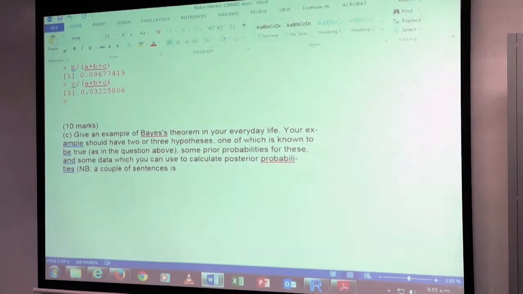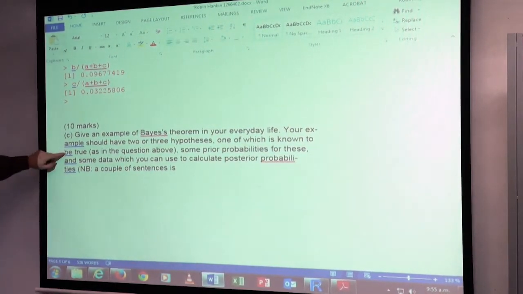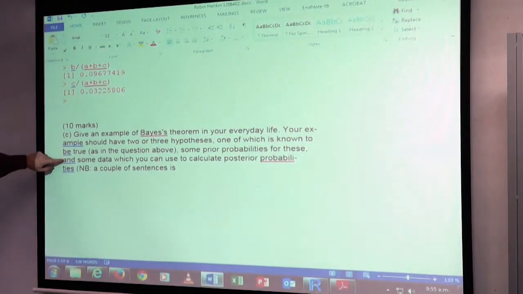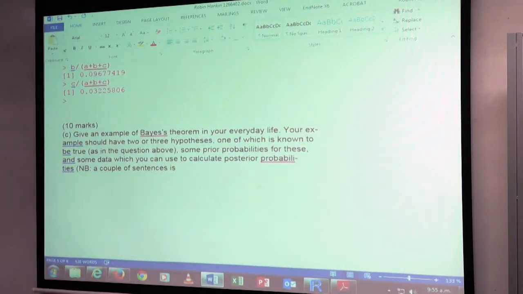Give an example from Bayes' theorem in your everyday life. Your example should have 2 or 3 hypotheses, one of which is known to be true, as in the question above, some prior probabilities for these, and some data which you can use to calculate posterior probabilities. NB, a couple of sentences is fine.